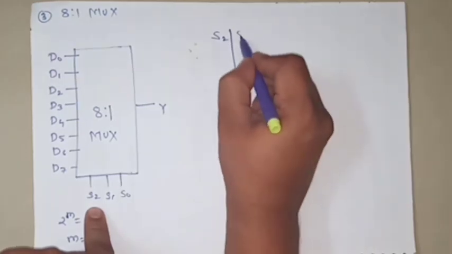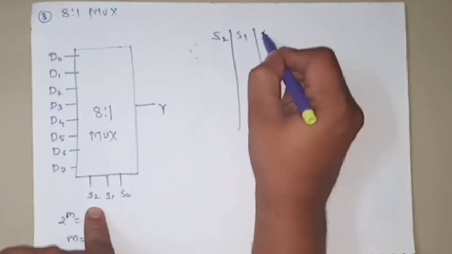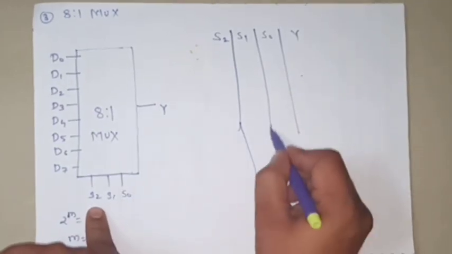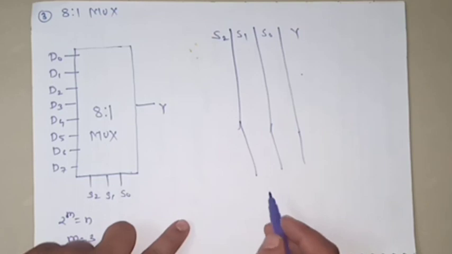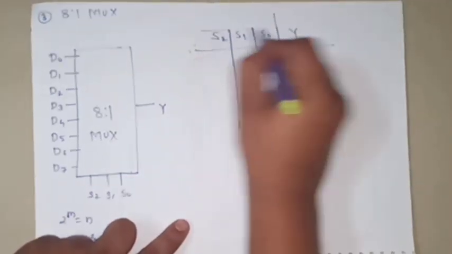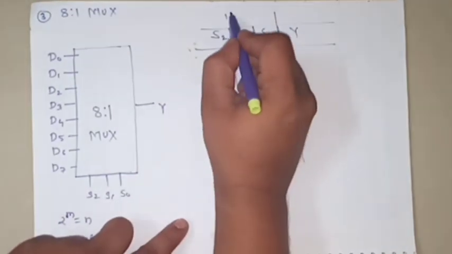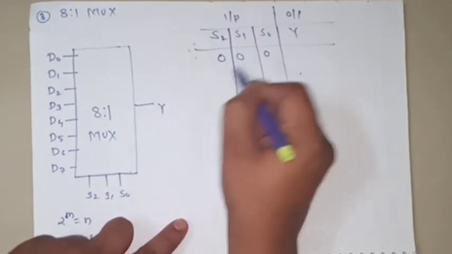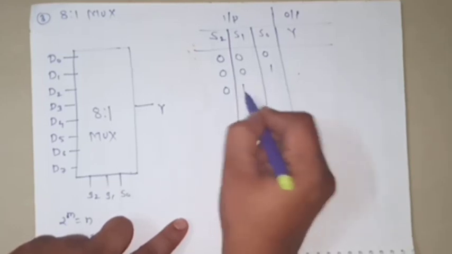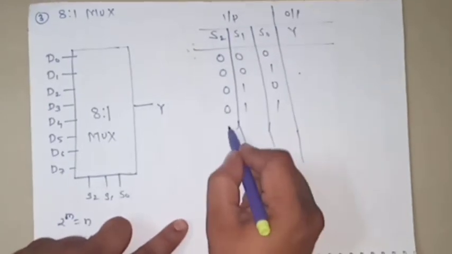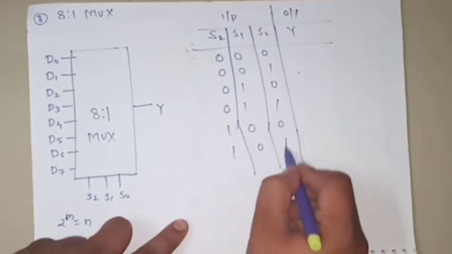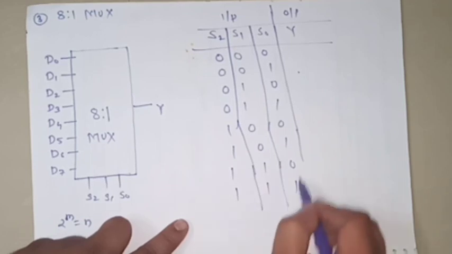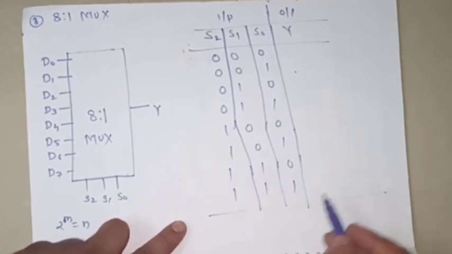S2, S1 and S0 are the inputs, and the output is Y. The possible conditions are 0 0 0, 0 0 1, 0 1 0, 0 1 1, 1 0 0, 1 0 1, 1 1 0 and the last 1 1 1. Okay, so these are the possible conditions.